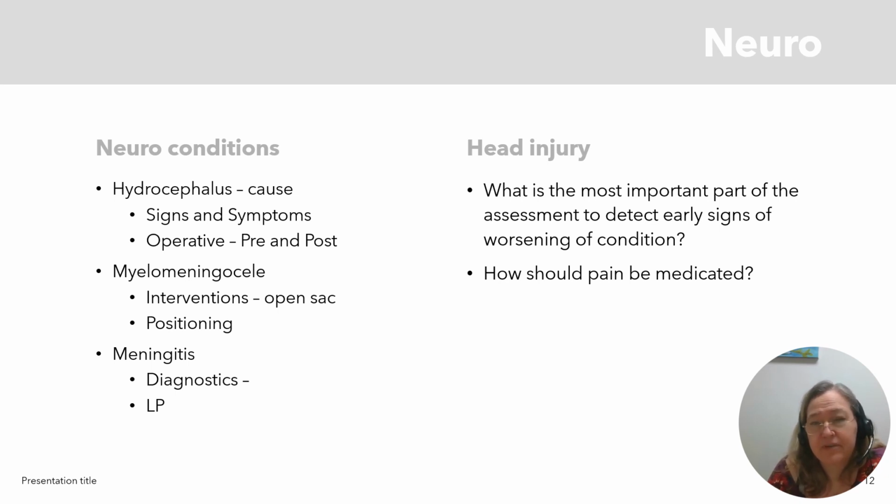How should pain be medicated for in head injury patients? How about pre and post-operative care for kids that have various neuro conditions, especially hydrocephalus? How do you troubleshoot a shunt, for example, and what signs and symptoms would let you know that a shunt is malfunctioning?